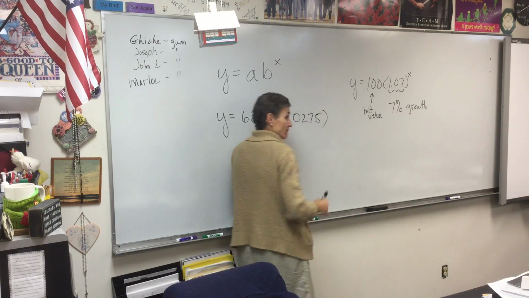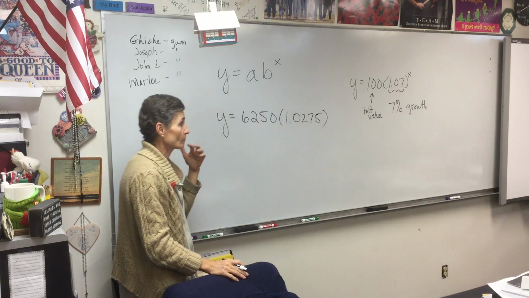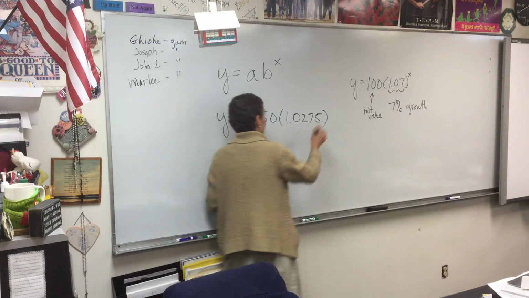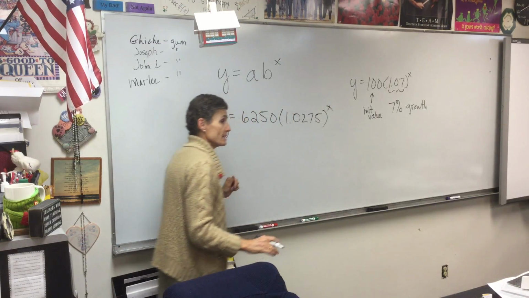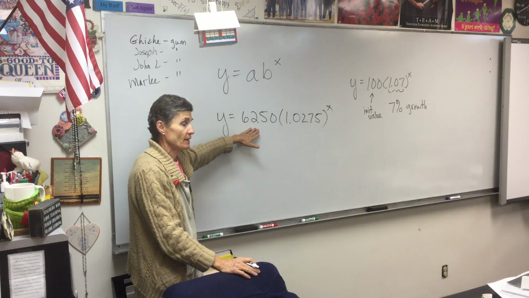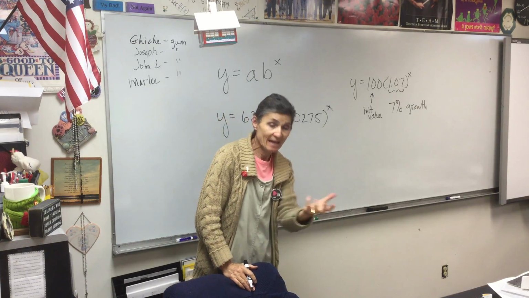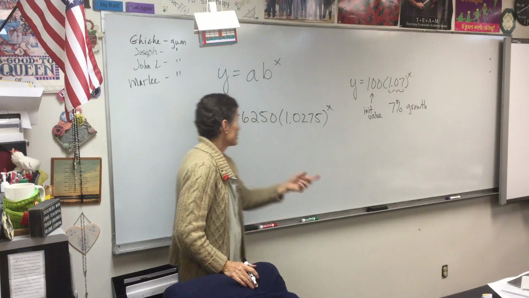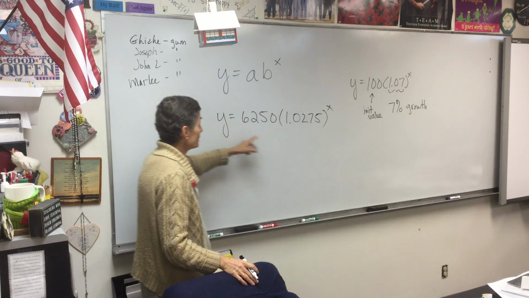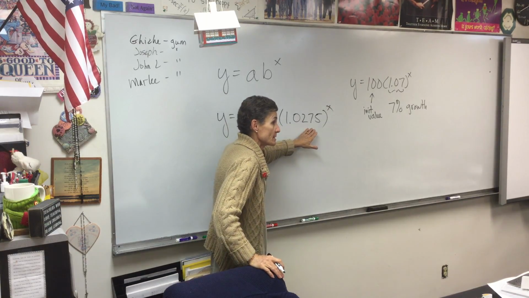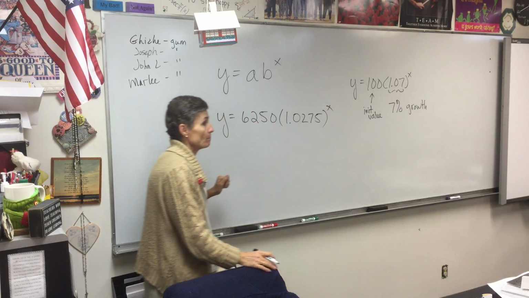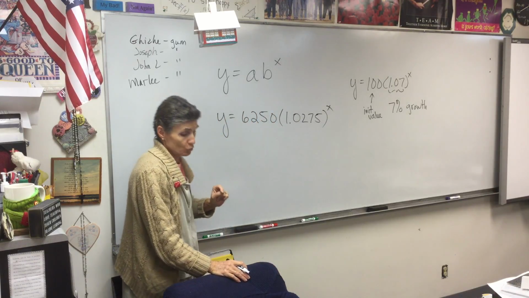2.75%, to the x power. Beautifully done. What's the 6,250? That's the initial, when I start counting. That's what I'm starting with. So there's my initial population. This is my rate of increase. There's my equation. Beautiful. So now I'm ready for the first question.